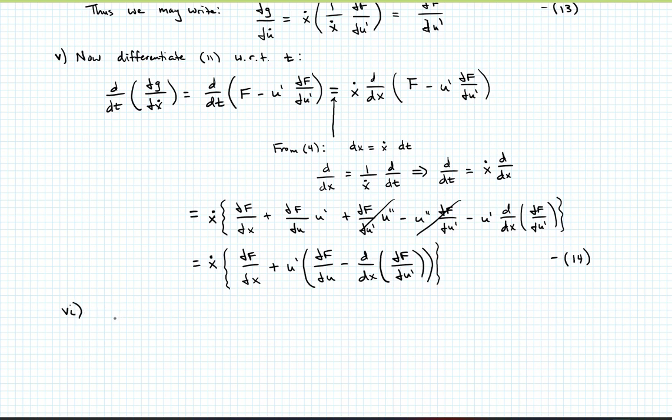Similarly, we can do the same thing with d by dt of partial of g with respect to u dot. And we can come up with the same thing. It looks like d by dt of the partial of g with respect to u dot is going to be equal to x dot d by dx of partial of f with respect to u prime. Call that equation 15.